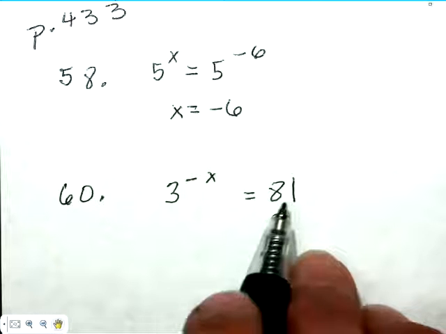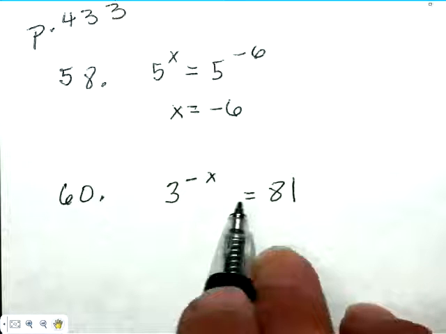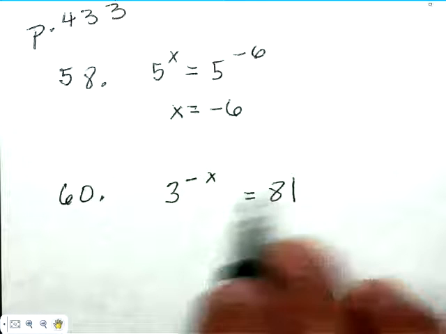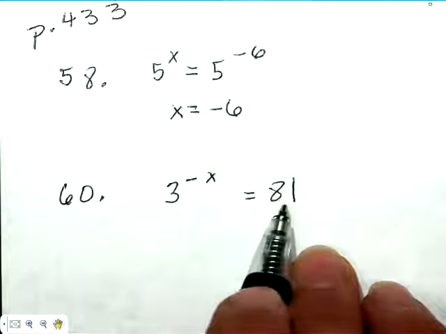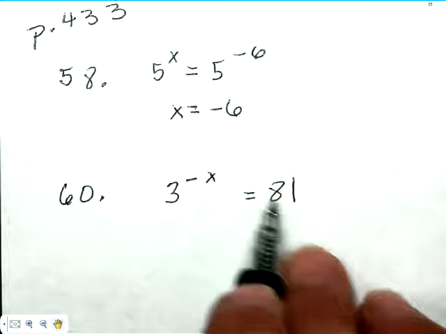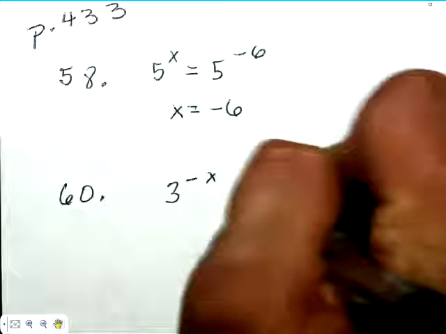Maybe I could if I squinted really hard, but I have enough squint lines on my forehead. So I recognize 81, just because I've done it a bunch, I recognize 81 as a power of 3. How many times would you have to multiply 3 times itself to get 81? 3 times 3 is 9, times another 3 is 27, times another 3 is 81. So in other words, I can write that 81 as 3 to the 4th.